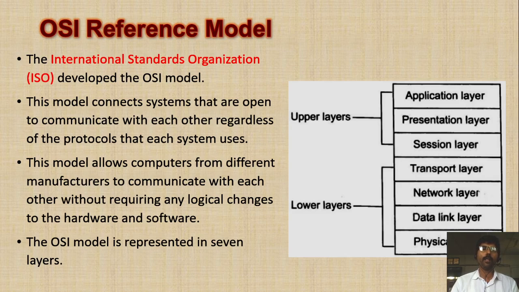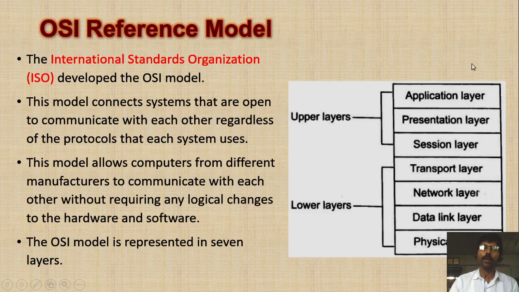This OSI Reference Model is also called Open System Interconnection. It was designed by the International Standard Organization, shortly called ISO, in 1983. This model is designed to connect systems that communicate with each other regardless of different protocols. This model allows computers from different manufacturers to communicate with each other. That is, there is no need for any change of software and hardware.